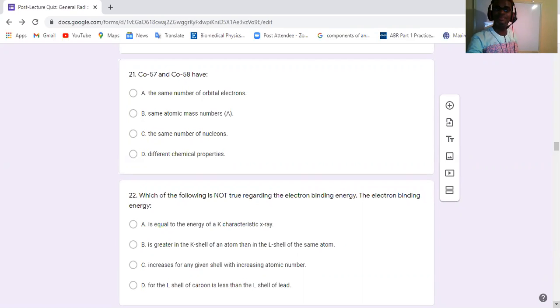Are you with me? Yes, sir. Cobalt 57 and 58 have the same atomic number. That is why they have the same orbital electrons.